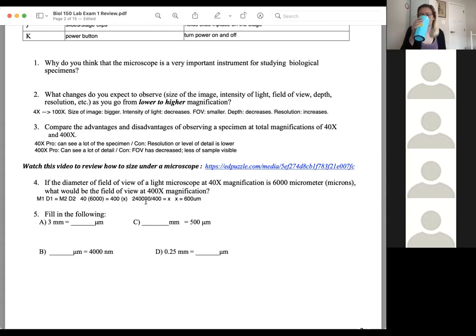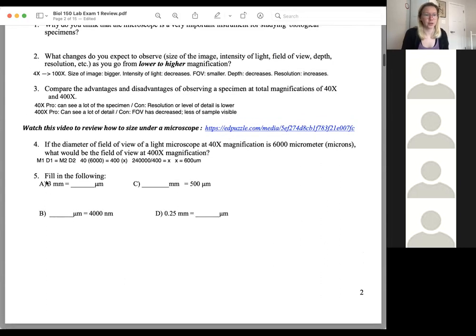So what is hypertonic? Hypertonic means there's more stuff in that solution, so it's a higher solute concentration.